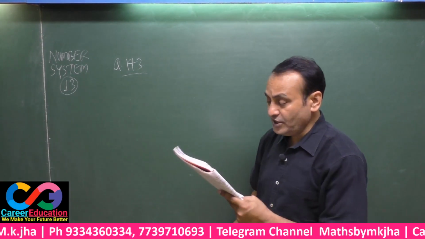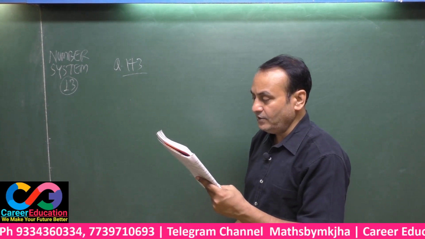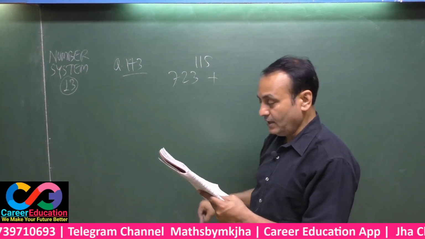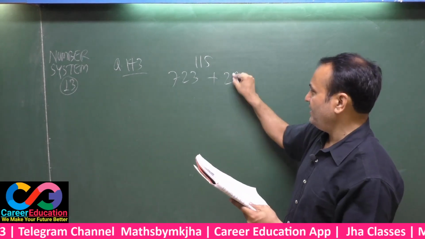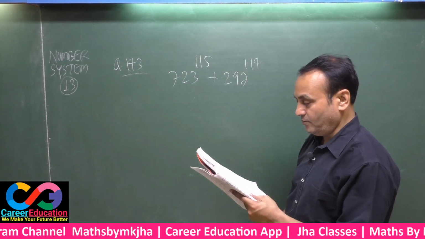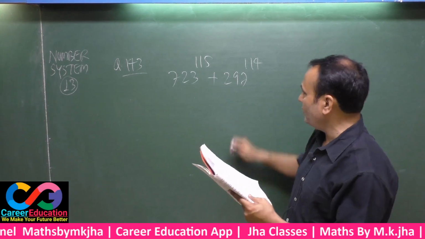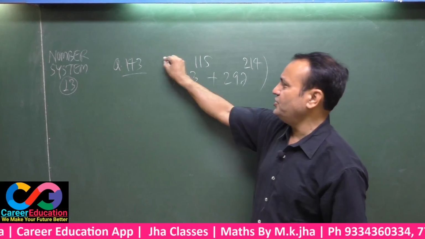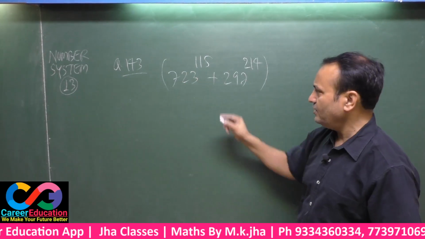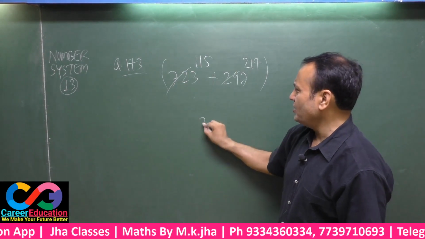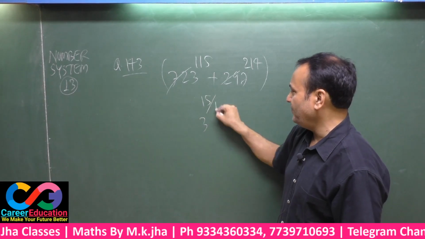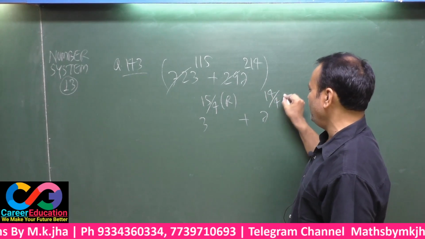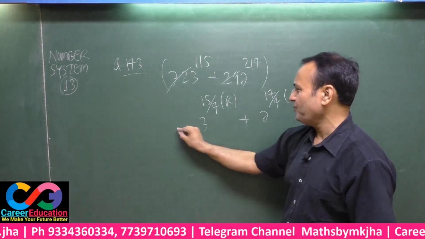The question is 723 power 115 plus 297 power 114 power 297 power 214. You have to point out the unit digit of this product. That means the question is just like 3 power 15 divided by 4, remainder, plus 7 power 14 divided by 4, and get the remainder here.